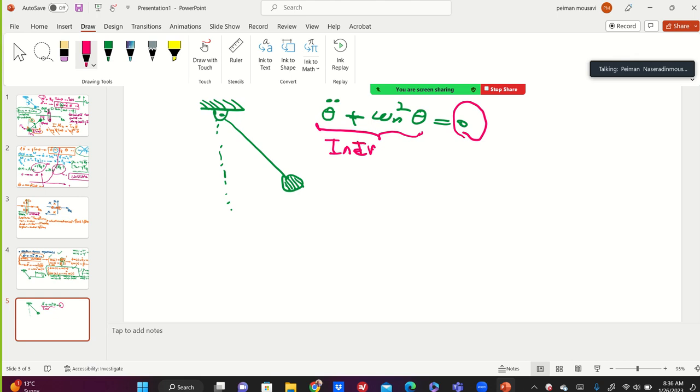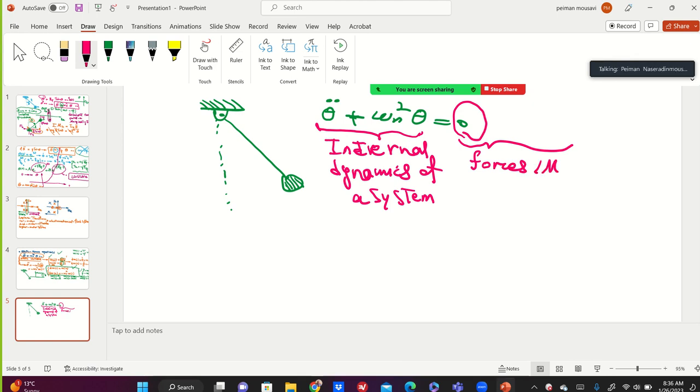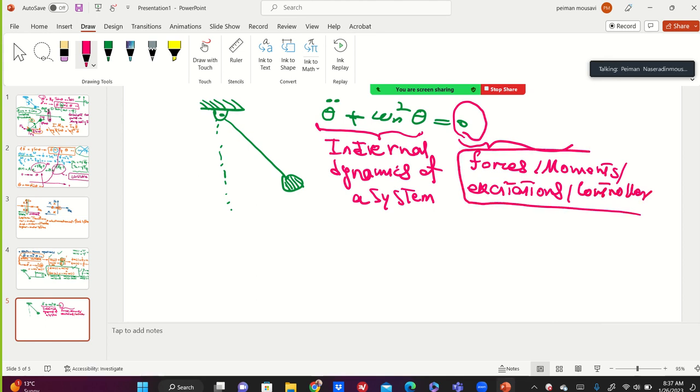Internal dynamics of a system. What does the right hand side show to you? These mathematics, they have meaning. If you don't know the trivial basic meaning, you are not an engineer. I'm not kidding. This shows forces or moments or excitations or controllers that we apply to the system to control it.